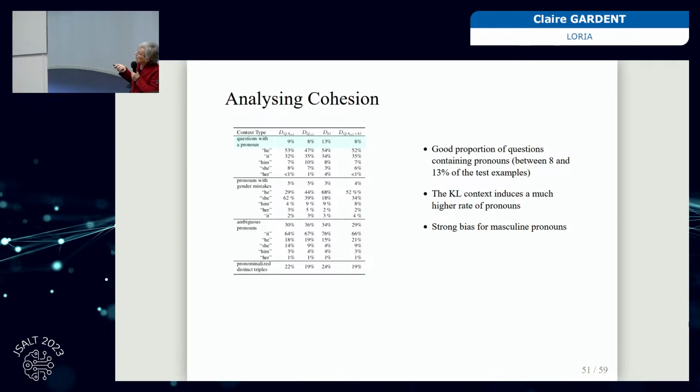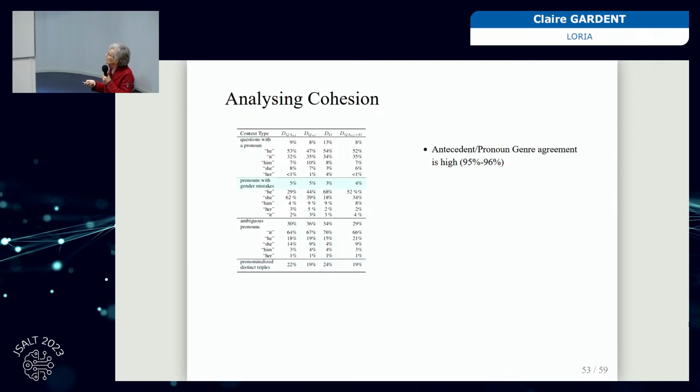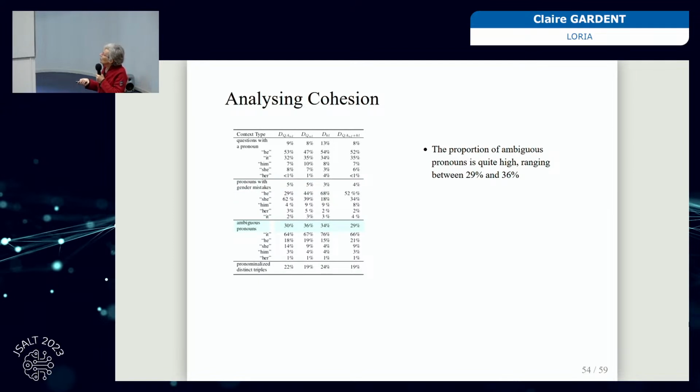And there is a strong bias for masculine pronouns, probably due to the Wikipedia data, to the fact that it talks more about men than women. We also observe that there's a good diversity of triples giving rise to pronominal questions. So it's not the case that specific triples systematically trigger pronouns, but it's much more diverse. And the antecedent pronoun genre agreement is quite high, 95 to 96%. And the proportion of ambiguous pronouns is also quite high. But again, it's really a heuristic we're using here, so this will need looking into in more detail.